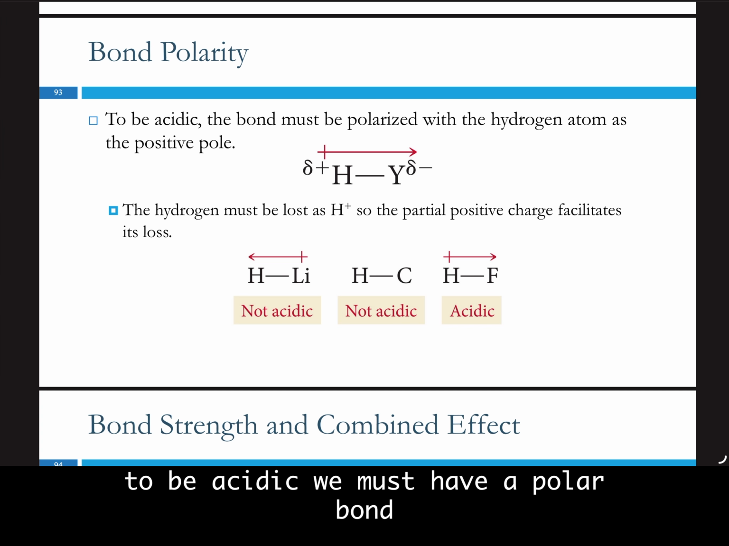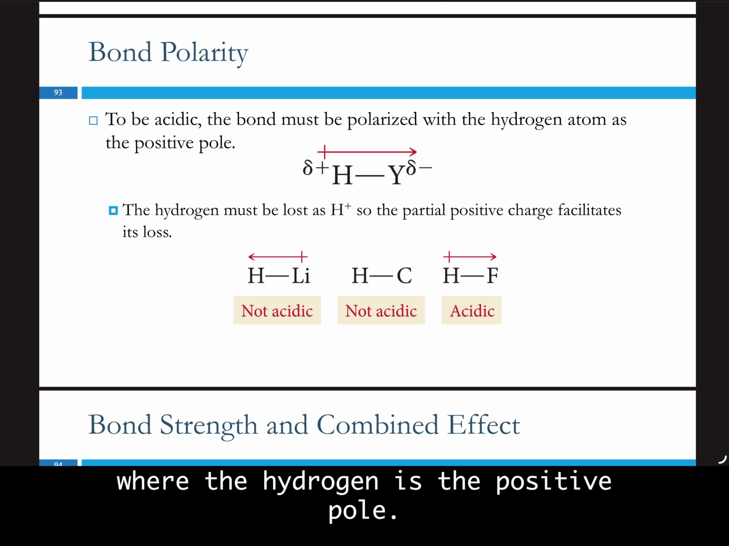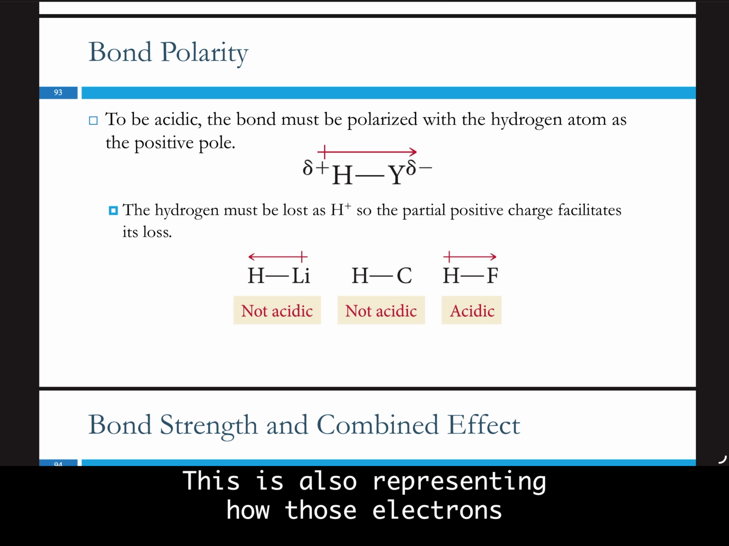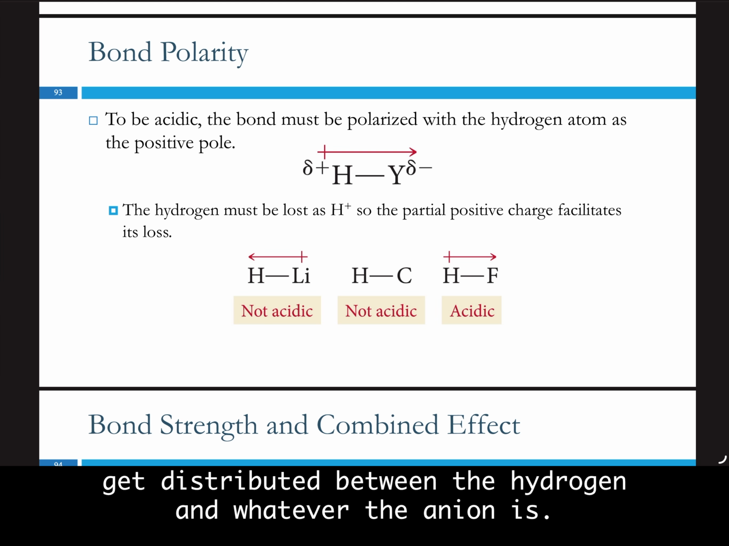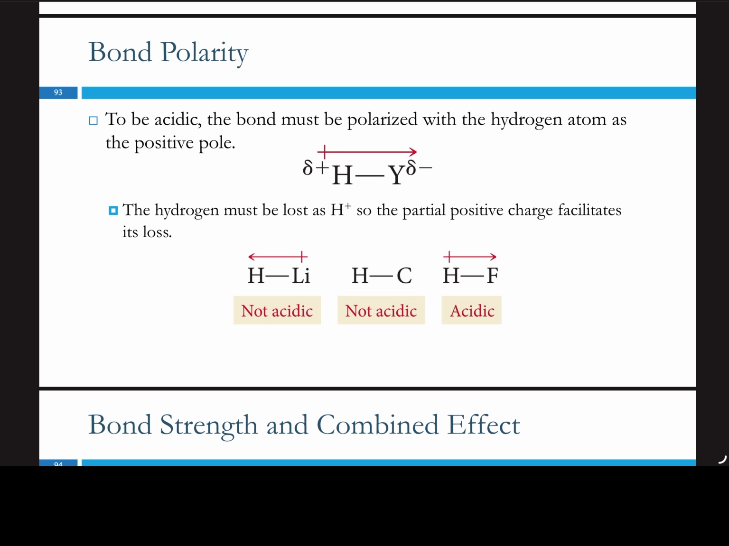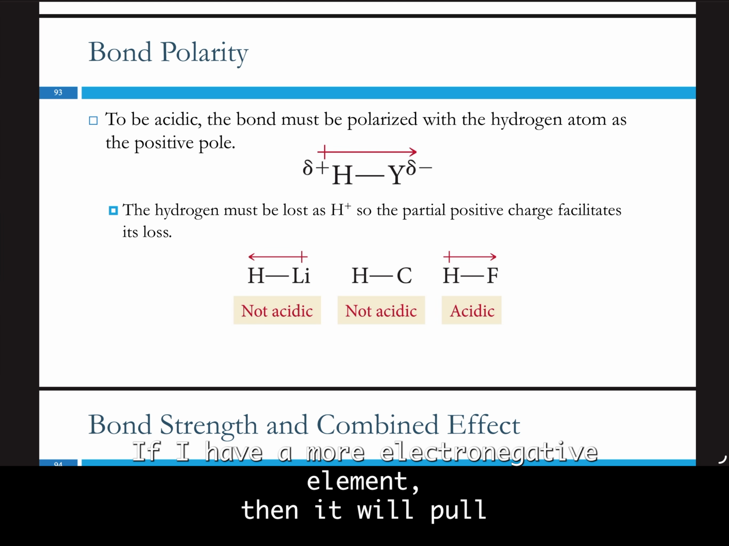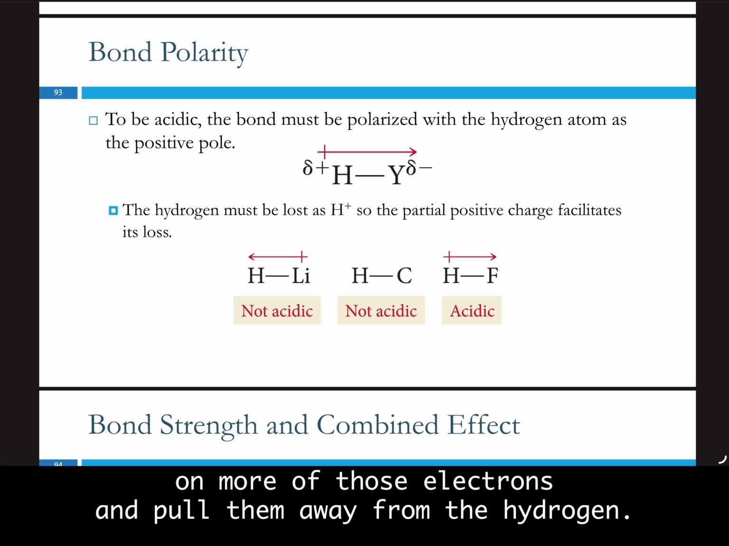So for anything to be acidic, we must have a polar bond where the hydrogen is the positive pole. This is also representing how those electrons get distributed between the hydrogen and whatever the anion is. If I have a more electronegative element, then it will pull on more of those electrons and pull them away from the hydrogen.